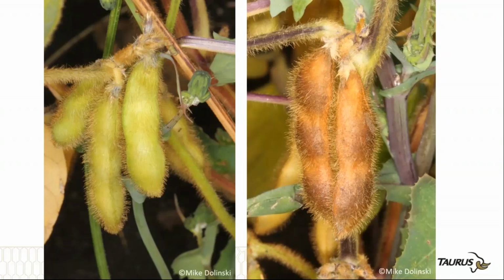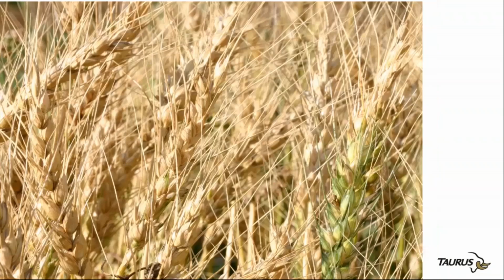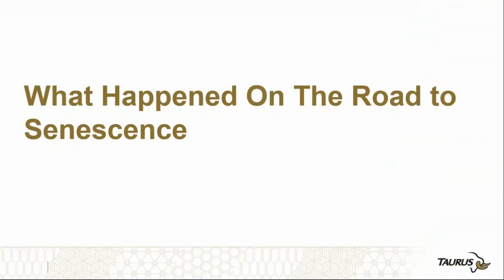But when it gets really late, then the plant actually starts moving nutrients out of the roots, and the root sequestering of nutrients and water drops off, and it moves everything basically from the plant into the seed. And that's what a monocarpic plant does. And then eventually we get that. So what happened on the road to senescence is really key to what's in the seed.